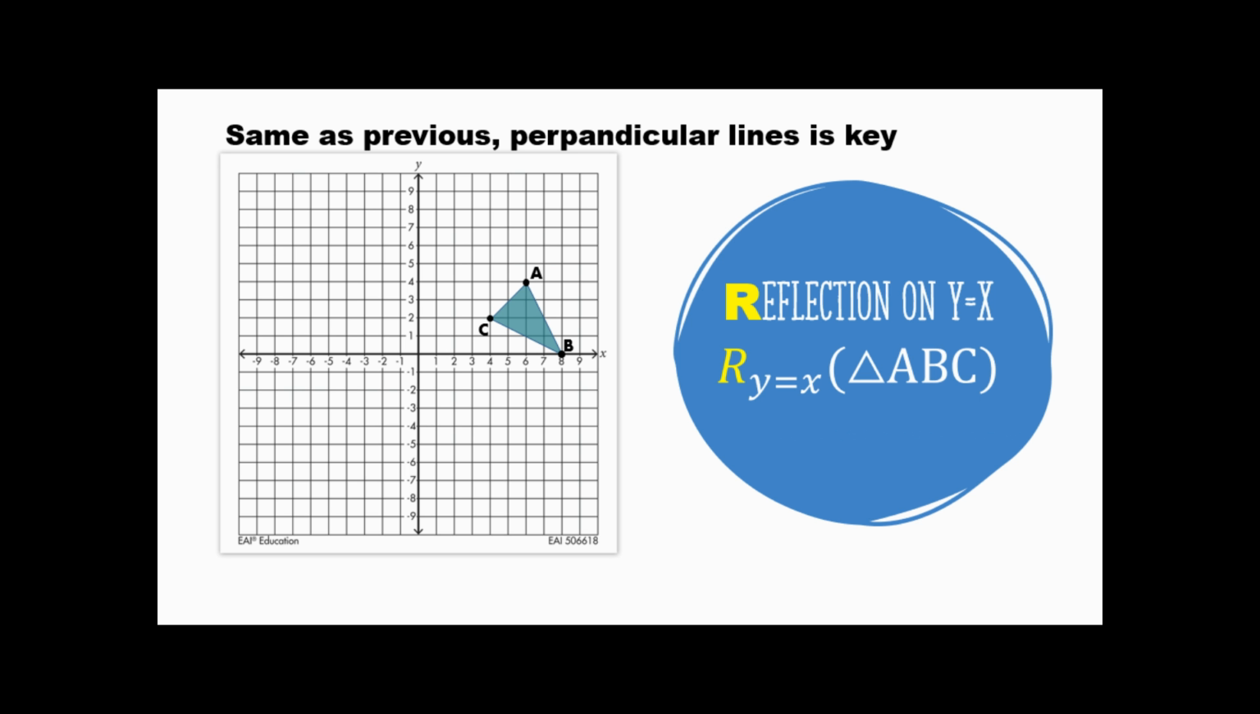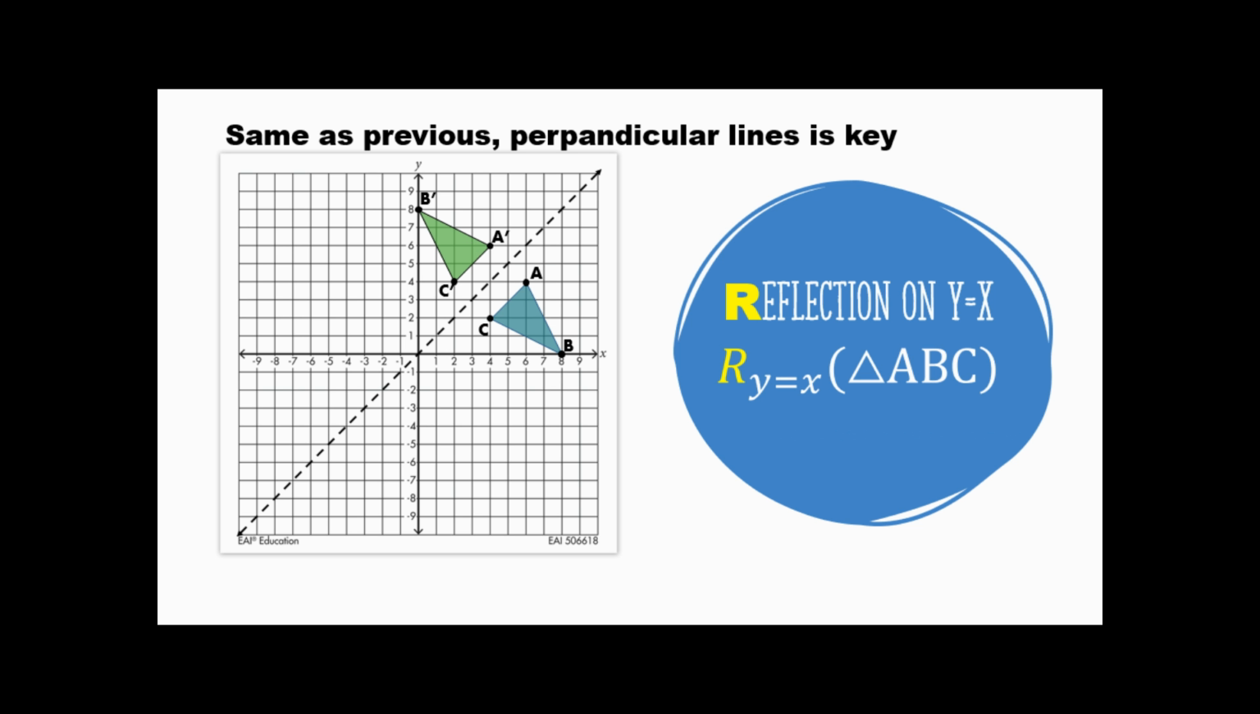Same as previous, but we want a perpendicular line. So draw in the line of reflection, and then we just count to it. For instance, we see that B has to go 1, 2, 3, 4, A and C just by 1. So we count away that same amount: 1, 2, 3, 4, and 1 and 1. There's our A prime, B prime, and C prime. And we draw the image.